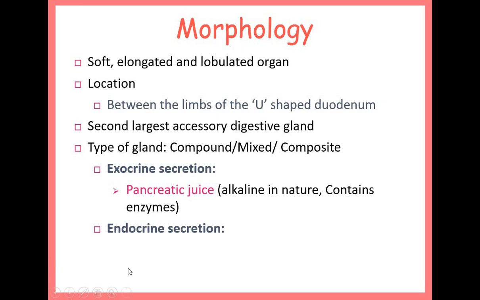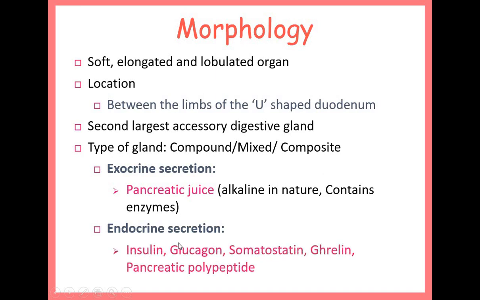Okay. Moving towards the major part, which is the topic of interest for today's lecture. That is endocrine secretion, and you just see that there are 5 hormones which we are going to check in the next slides one by one. So because it is both exocrine as well as endocrine, that's why you call it either a compound or a mixed or a composite gland, right?